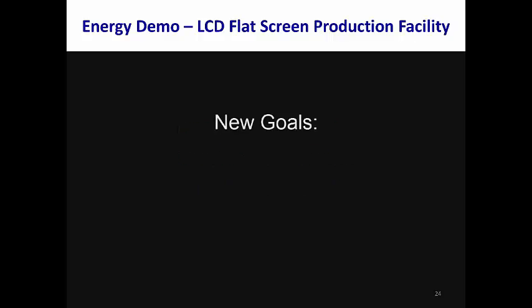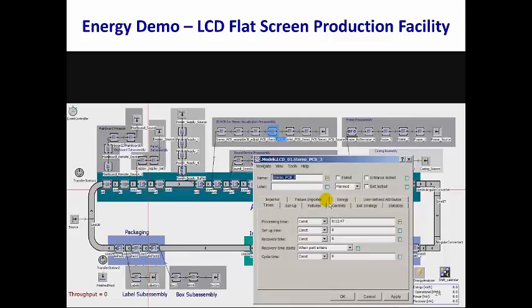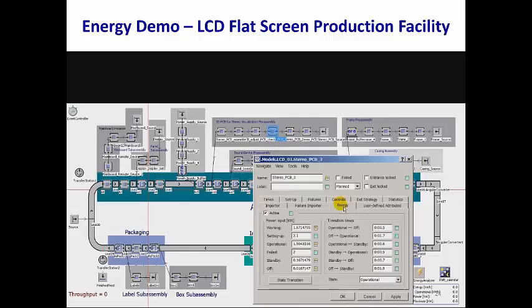Since Plant Simulation now can model, analyze, and optimize energy consumption, we set new goals for our plant to reduce energy consumption without decreasing throughput. The first step is to specify power inputs in kilowatts in the energy tab of the stations for all its states, including working, setting up, operational, failed, standby, and off. We also specify the transition times between states.